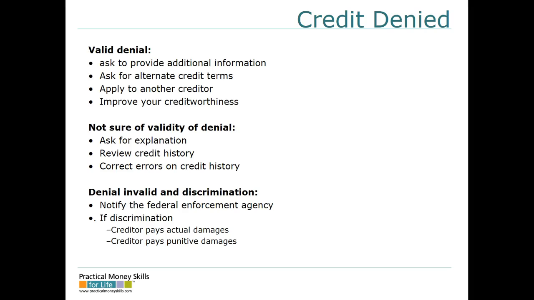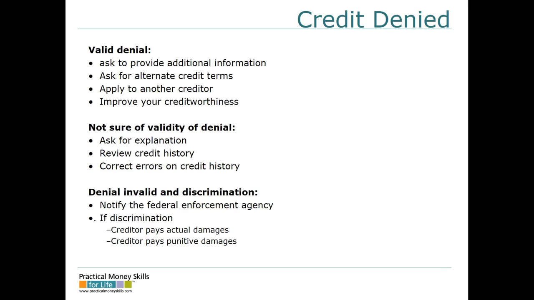If you are not sure of the validity of the denial, you can ask the creditor to explain why you were denied, and review your credit history. If you find your credit history contains errors, you need to take steps to get those corrected.